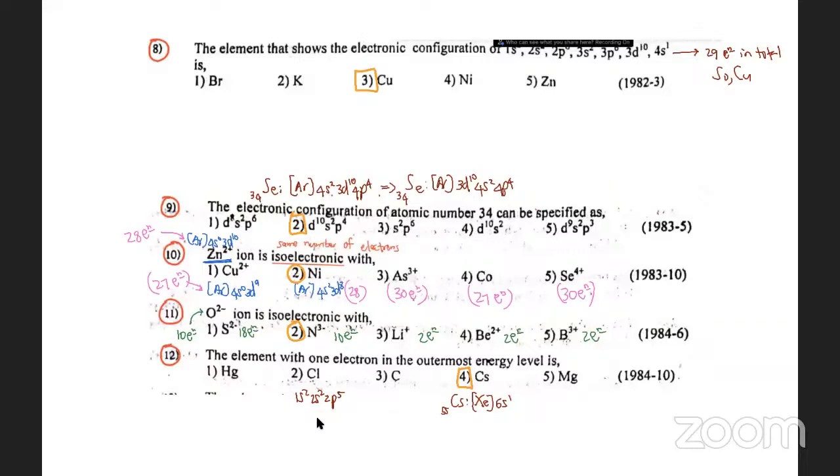Outermost energy level means the last main energy level. 7 electrons, no? I don't know how you took it as 1. It needs 1 more electron to complete the energy level. I think you got it confused with valency. They are just asking how many electrons are there in the outermost energy level.